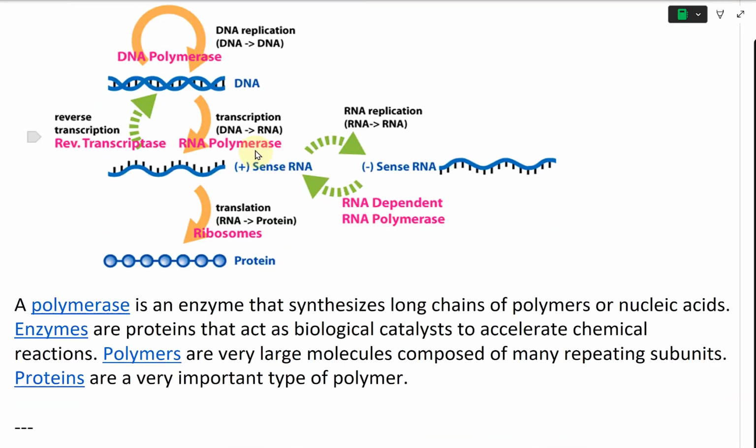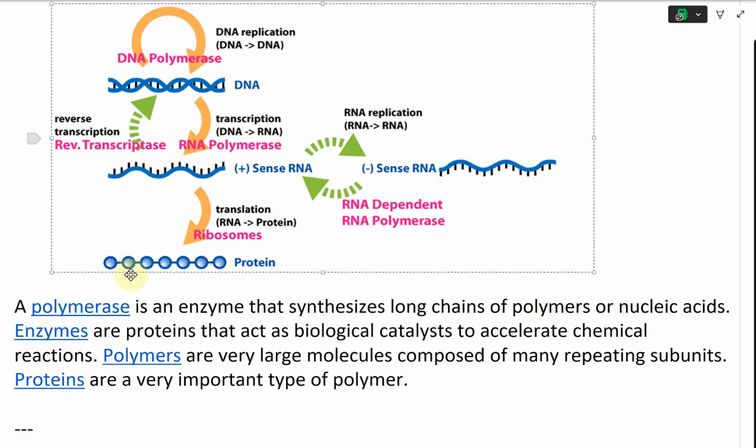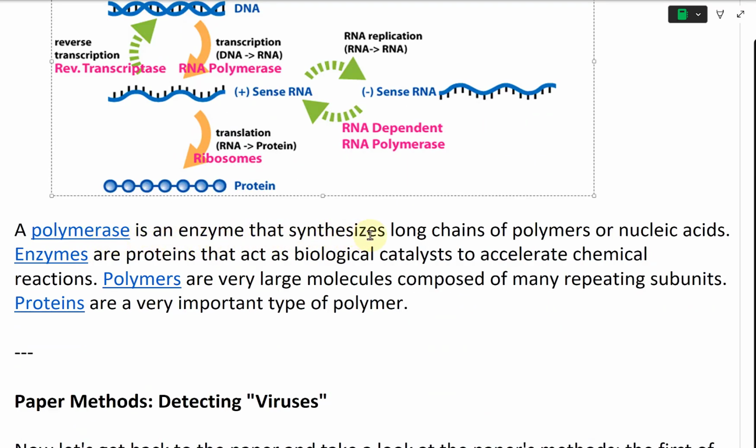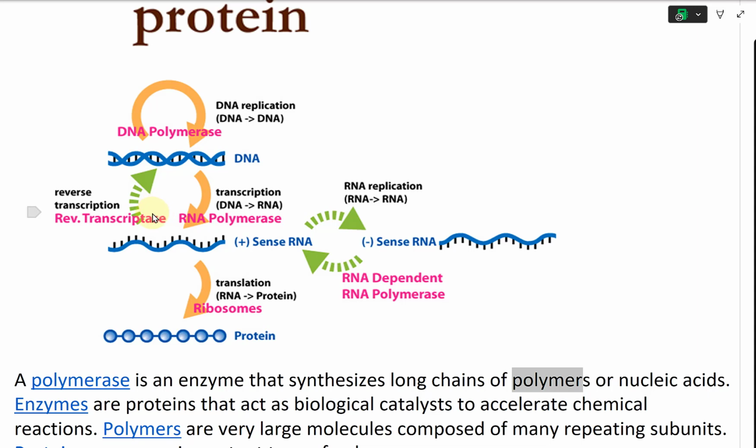And here's another, more complete diagram right here. So you have this DNA. It can replicate using this DNA polymerase. And a polymerase is an enzyme that synthesizes long chains of polymers or nucleic acids. And enzymes are proteins that act as biological catalysts to accelerate chemical reactions. And polymers are very large molecules composed of many repeating subunits, and proteins are a very important type of polymer.